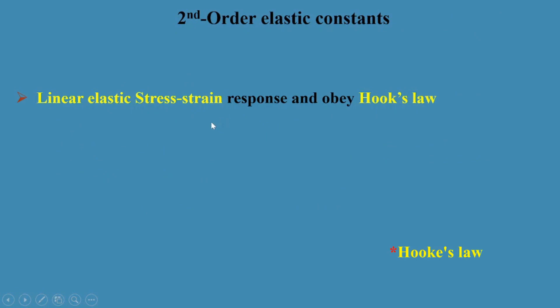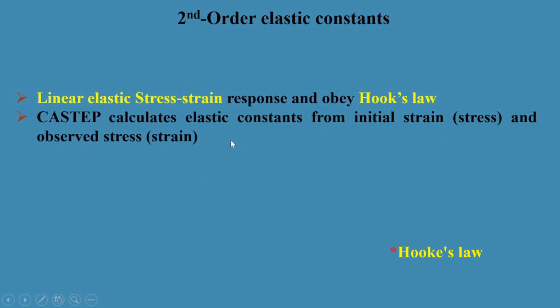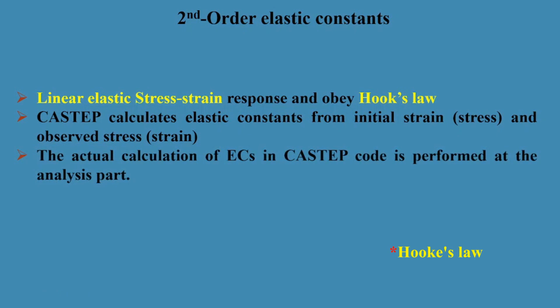The second order elastic constants explain the linear elastic stress-strain response and obey Hooke's law of elasticity. CASTEP calculates elastic constants from an initially applied finite strain or stress, then optimizes the structure, and finally calculates the stress or strain respectively. The actual calculation of elastic constants in CASTEP is performed at the analysis part.